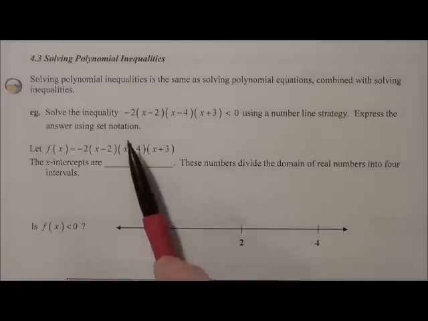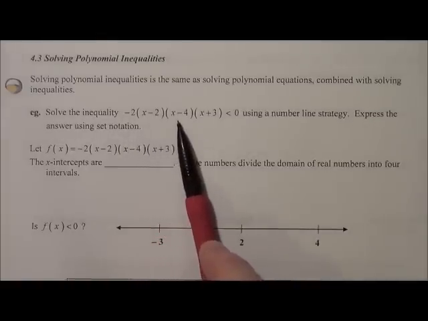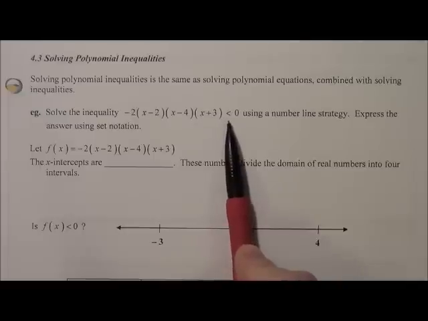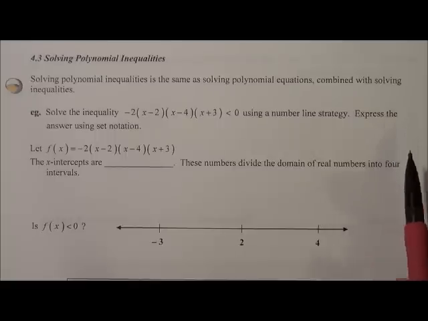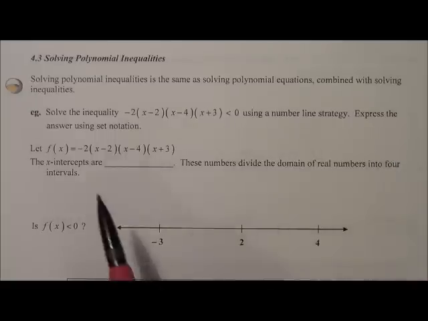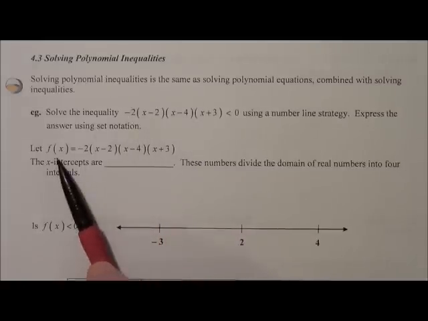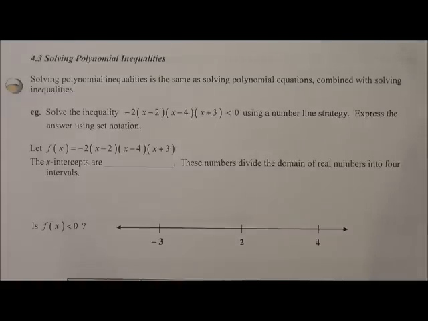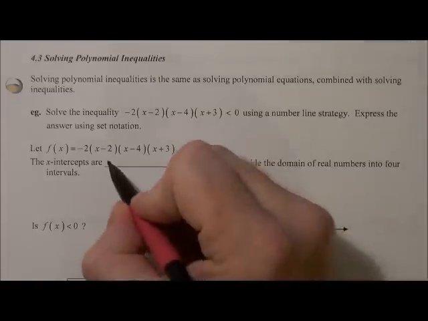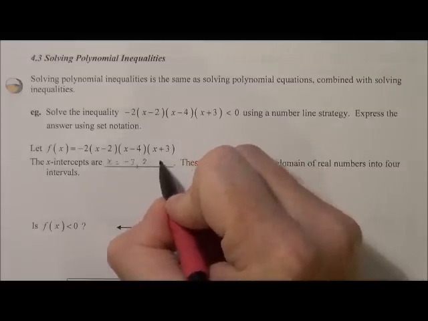So we take a look at this first example. We need to solve this inequality where negative 2, quantity x minus 2, quantity x minus 4, quantity x plus 3 is less than 0 using a number line strategy. So we're also going to express this in set notation. So if we let this expression be f of x, then we can look at all those factors and decide that the x-intercepts are x equals negative 3, 2, and 4.